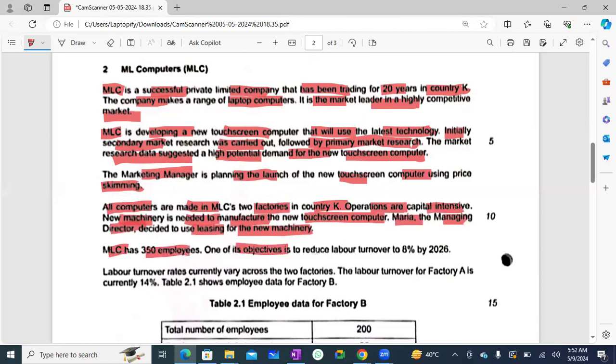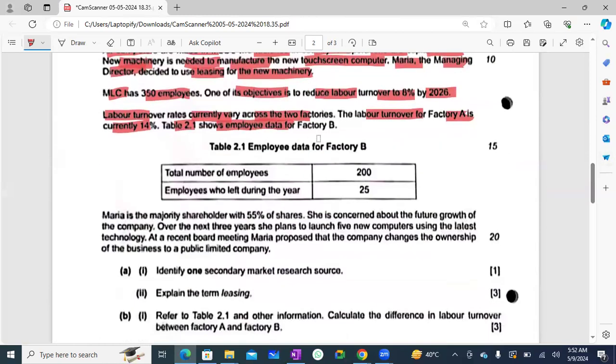One of its objectives is to reduce labor turnover to 8% by 2026. Labor turnover rates currently vary across the two factories. Labor turnover for factory A is currently 14%. Table 2.1 shows the employee data for factory B. So this is the data for factory B. The total number of employees working in factory B is 200, and 225 workers basically left during the year.